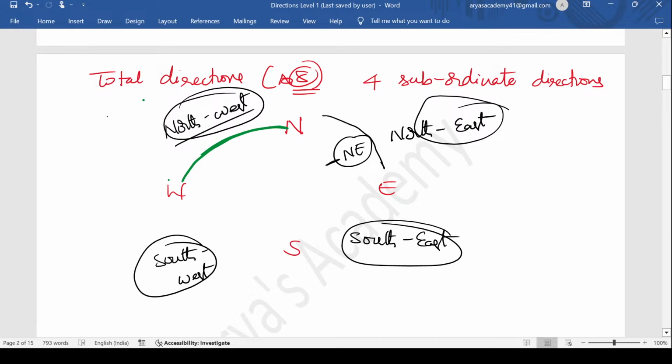We have seen that just now, right? The angle between any two main directions which are adjacent to each other: if they are opposite, the angle is 180, and if they are adjacent, the angle is 90 degrees. Now the direction exactly between north and west is known as northwest, this is southwest, and this is southeast. I have written this wrong, so I'll just remove this diagram.